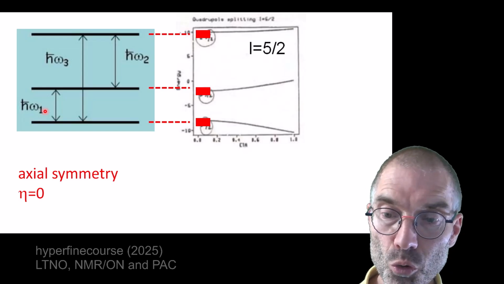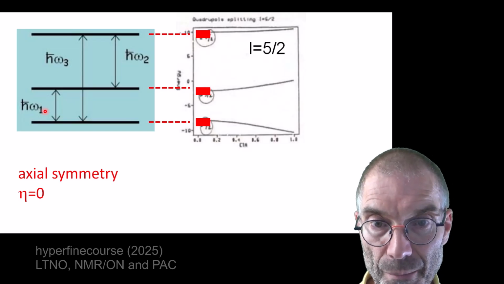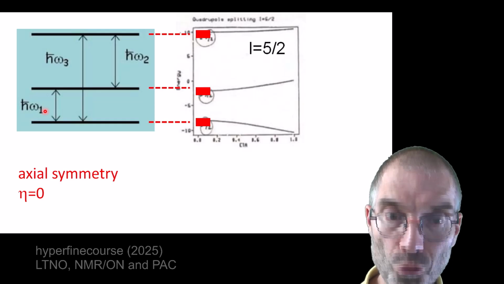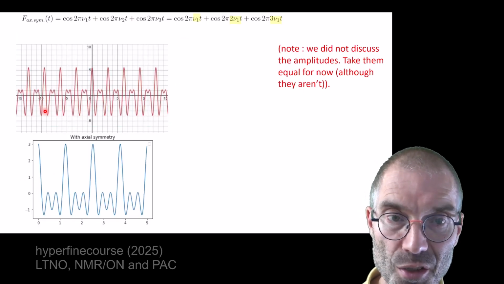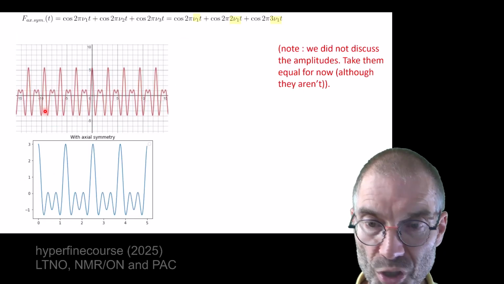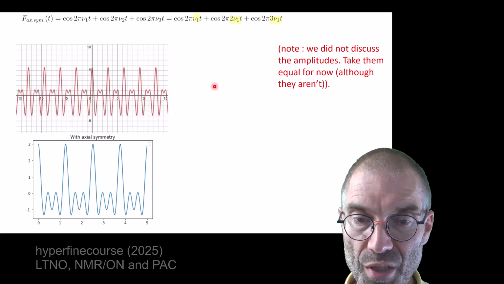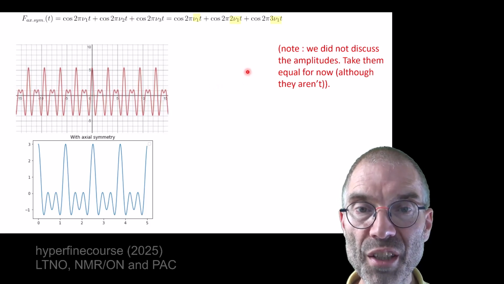This is only true in the case of axial symmetry. If you have a non-axially symmetric field gradient, you will see something different. But first I show some of the curves that you and other people have generated.